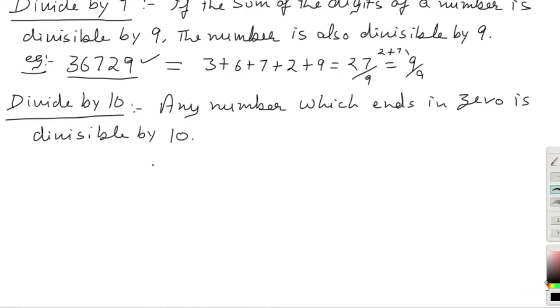Any number which ends in 0 is divisible by 10.